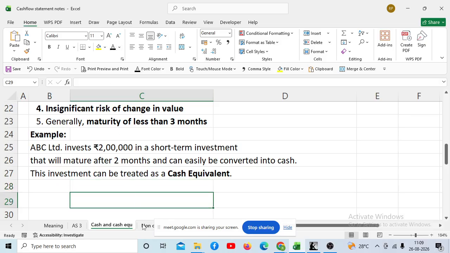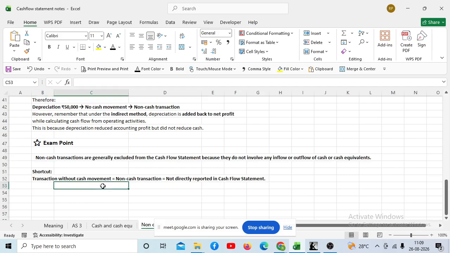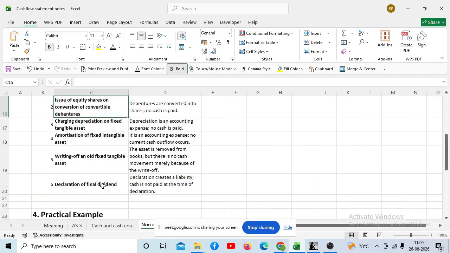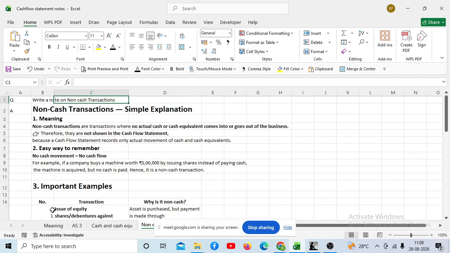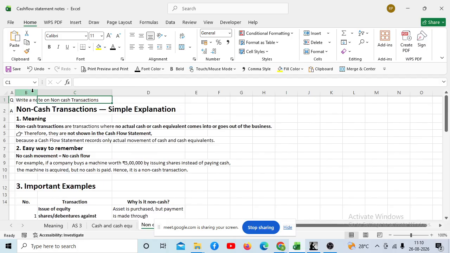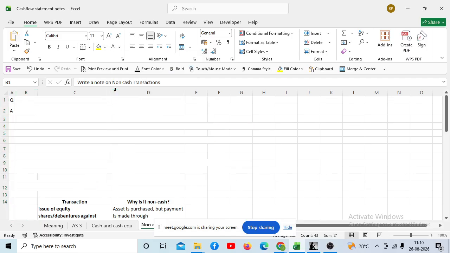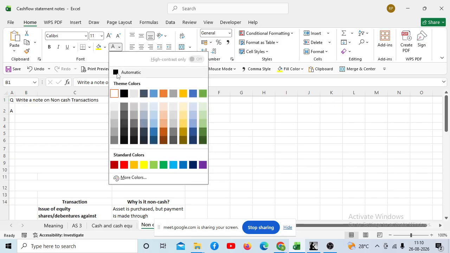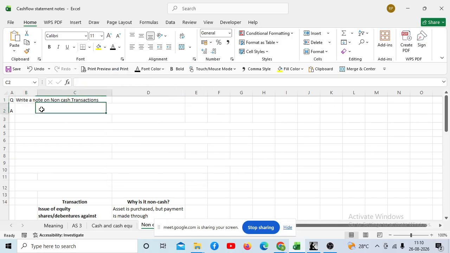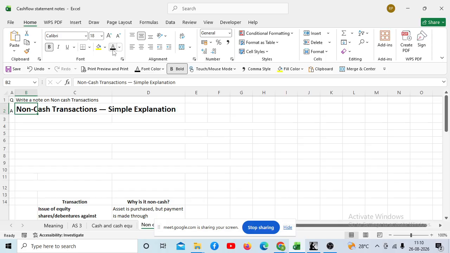Now let us see the next concept, that is called as non-cash transaction. Okay, so just write down this question, write a note on non-cash transaction. Done. Write a note on non-cash transaction. Okay, now let us go through this. What do you mean by non-cash transaction?